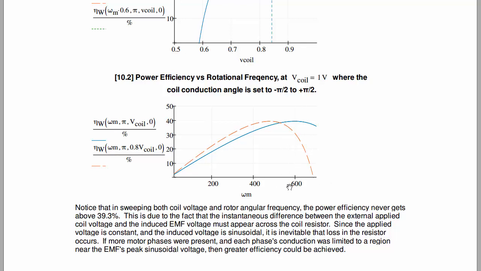In this plot here, we're looking at how that efficiency changes as a function of angular frequency for a fixed voltage, 1 volt, and then we have a second curve here where we're powering at 0.8 volts. But in either case, the curves, though they're different, they both max out at that 39.3, and so we can't get above that efficiency. This is an interesting curve in that if you imagine the motor starting up from rest, as it moves to a faster and faster speed, its efficiency actually goes up until it reaches some maximum efficiency.